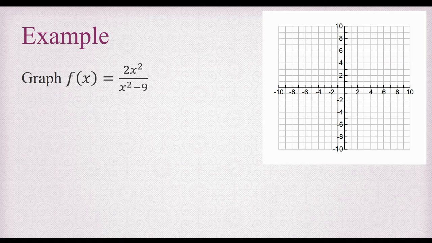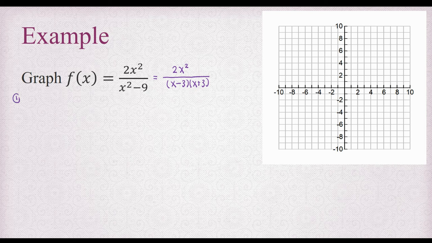Let's take a look at another one. We've got f of x equals 2x squared divided by x squared minus 9. Let's see if we can simplify this. I can definitely factor the denominator. If I factor it, it turns into x minus 3 times x plus 3. Even though I can factor, it doesn't look like there's anything in the numerator that will reduce with the denominator. So I'm going to leave it in factored form, but that is as much as I can do.